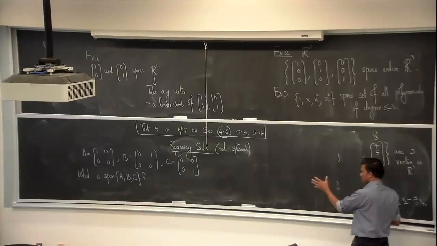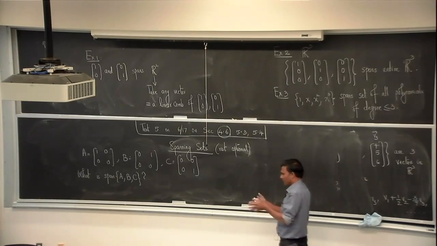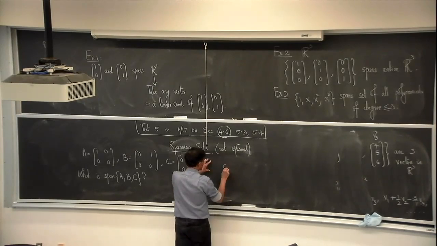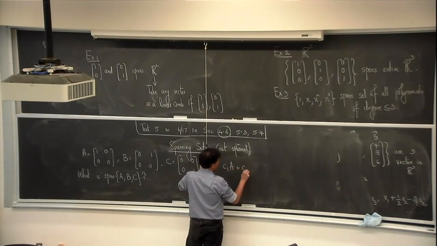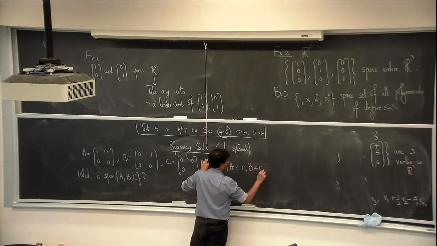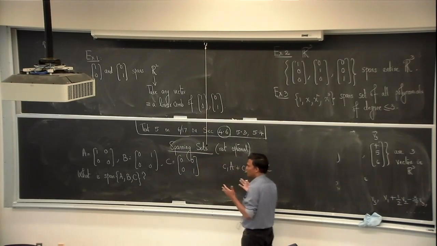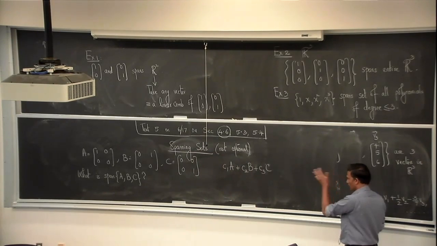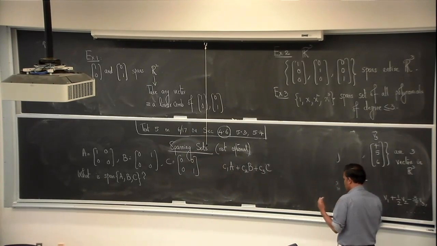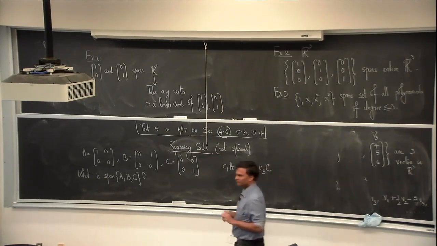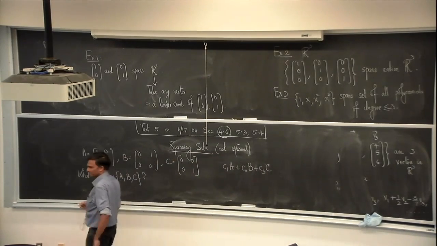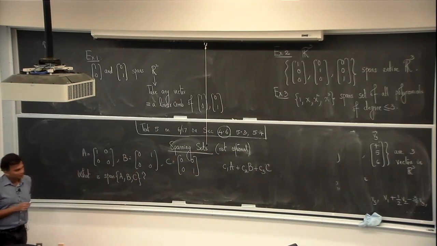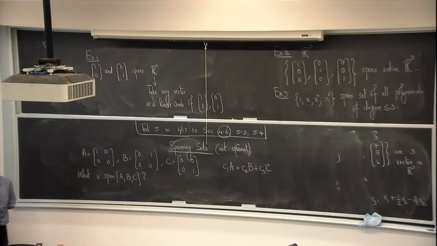When you see a question like this, put some constants in front of them and add them together. Okay. Just see what C1 times A plus C2 times B plus C3 times C looks like. That is the immediate thing you need to do. Whenever it says span, it's a linear combination, right? Write them, multiply them, add them together. What do you get? Can somebody give it a shot? Okay, nobody cares if you're wrong.